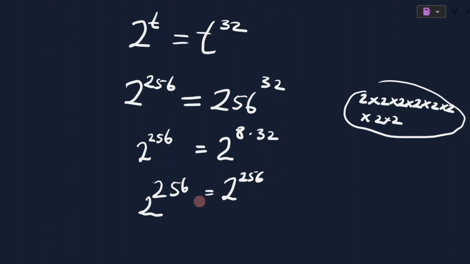Now, you can see that both the left hand side and the right hand side are equal. That means the left hand side is equal to the right hand side. So we are now correct to say that the value of t that will satisfy this equation is 256.